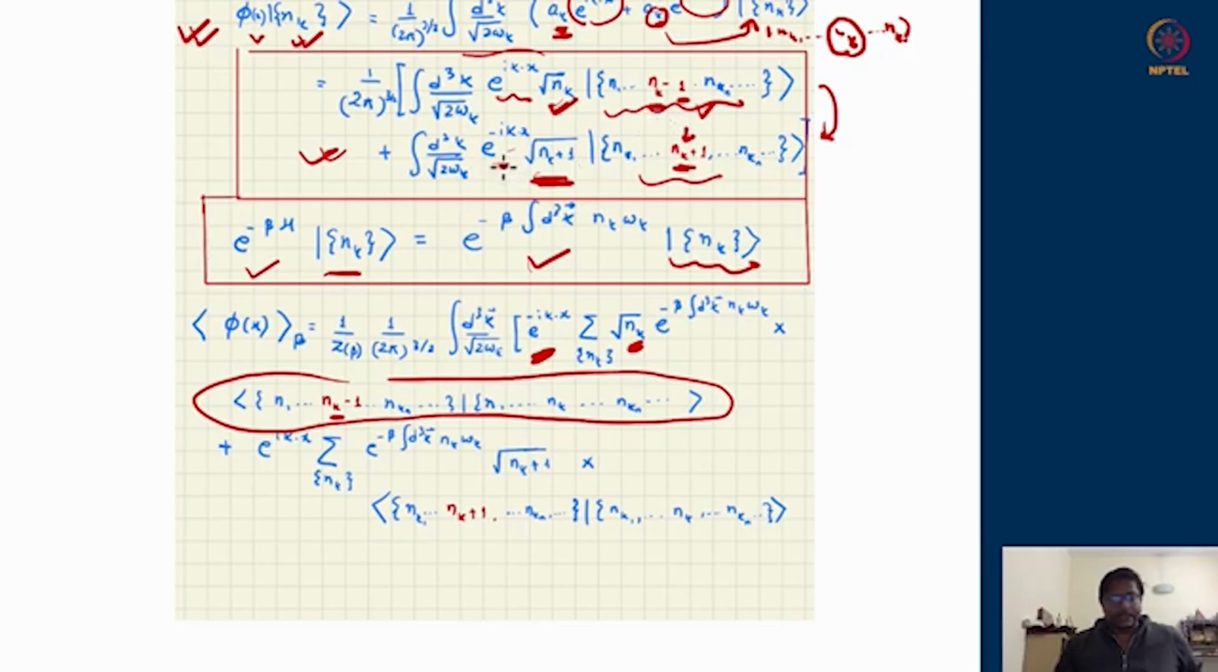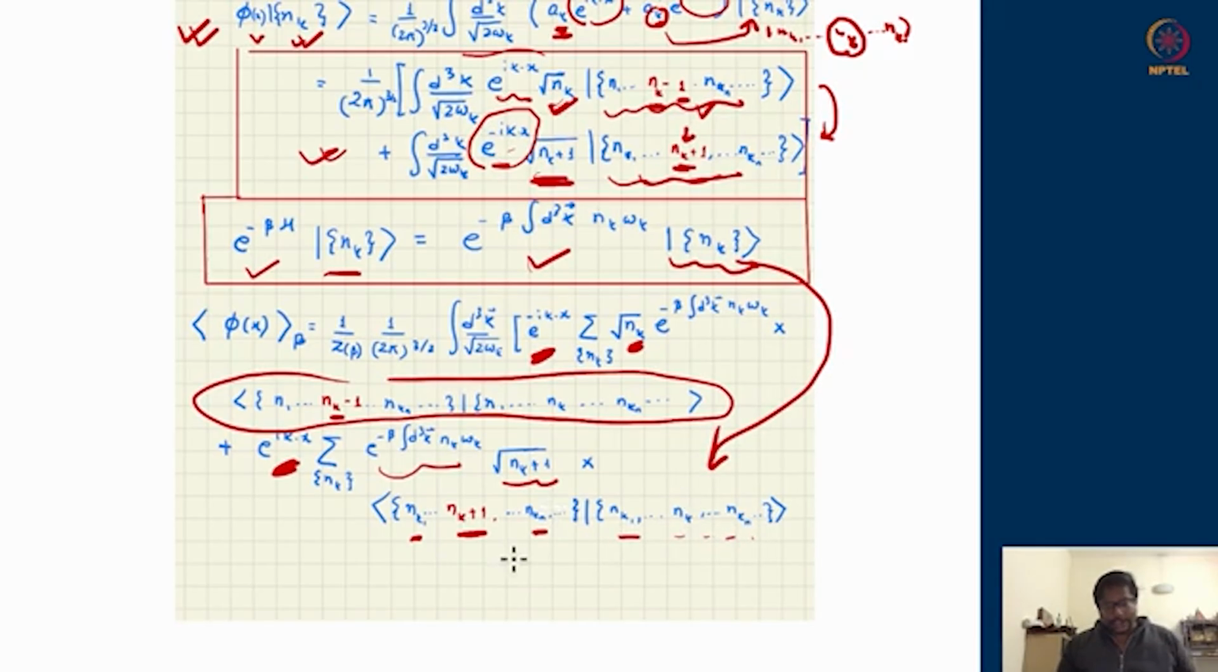Similarly, for the second term, this exponential will become e to the power plus ikx, and e to the power minus beta, this thing will come out. Root nk plus 1 will remain root nk plus 1. This will become a bra, and that will hit this. So I have nk1, nk plus 1 this time in the bra, and nkn. And on the right hand side, it is just this nk. Now you see, I have a structure.